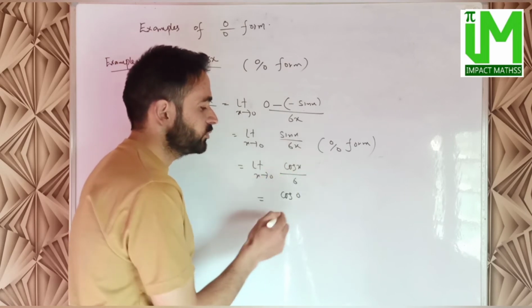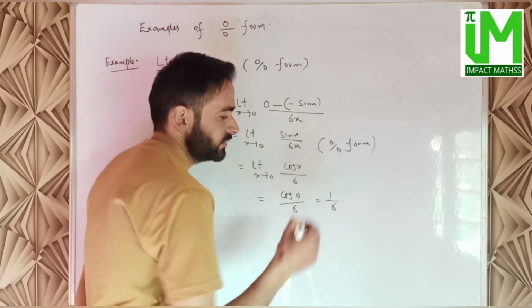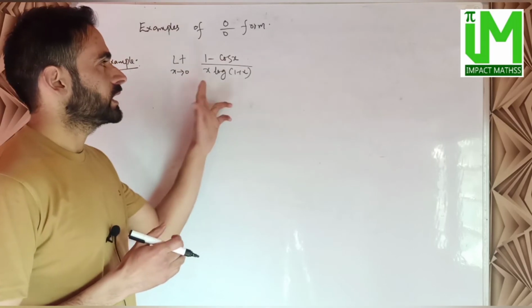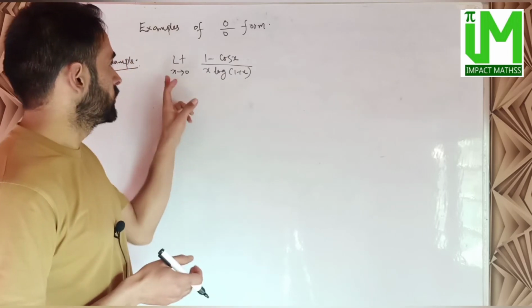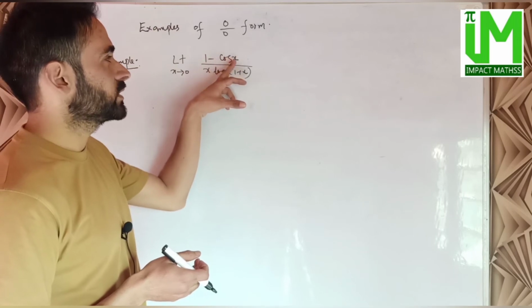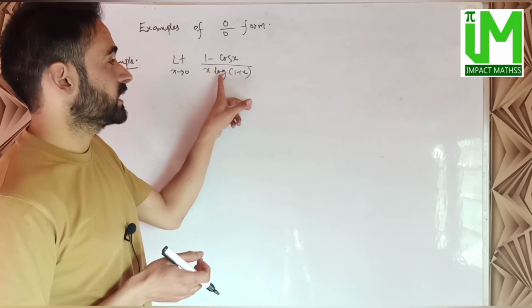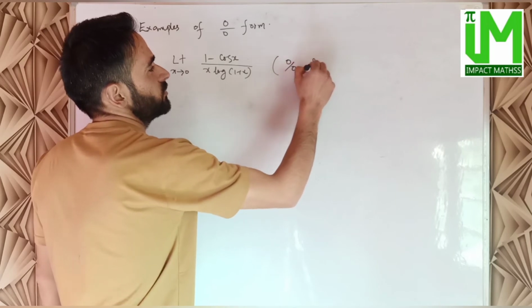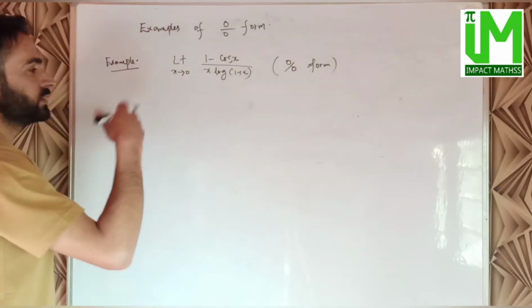If we use the limiting value, it will be cos 0 divided by 6, which means it will be 1 divided by 6. So example second: limit x tends to 0 of (1 minus cos x) divided by x log of (1 plus x). Again, let's check whether it is an indeterminate form. So x approaches 0: 1 minus cos of 0, and cos of 0 is 1, so 1 minus 1 is 0. The denominator is x approaching 0, so 0 into the whole thing again. Log of 1 is 0, which means this will be a 0 by 0 form, an indeterminate form of the type 0 by 0. Then what will its limiting value be?